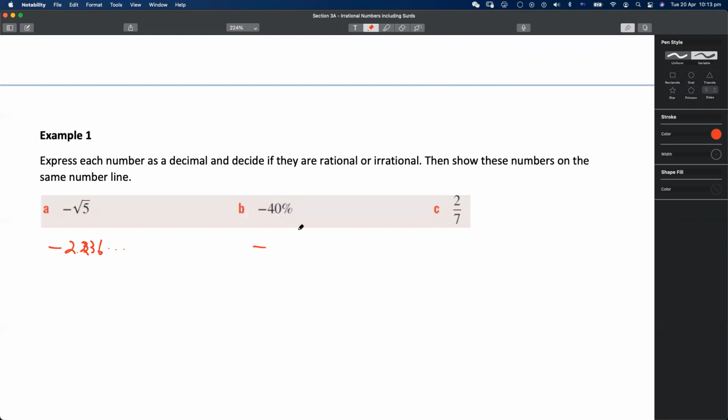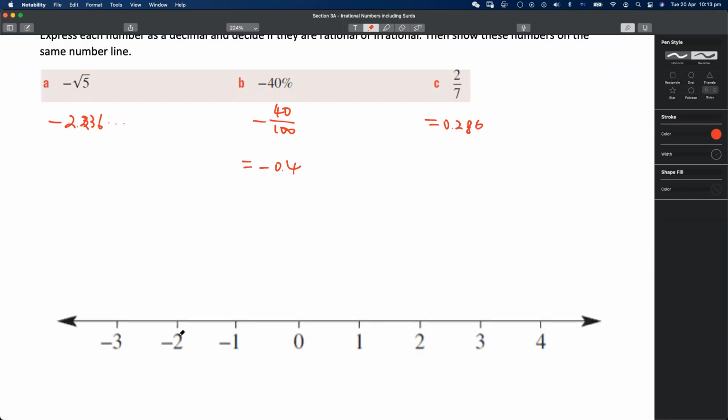Negative 40% just means per 100. So 40% is 40 per 100. So it's 40 over 100. And that's just negative 0.4. Okay. And last one, you put that in your calculator. Let me put it in. So this is approximately 0.286.